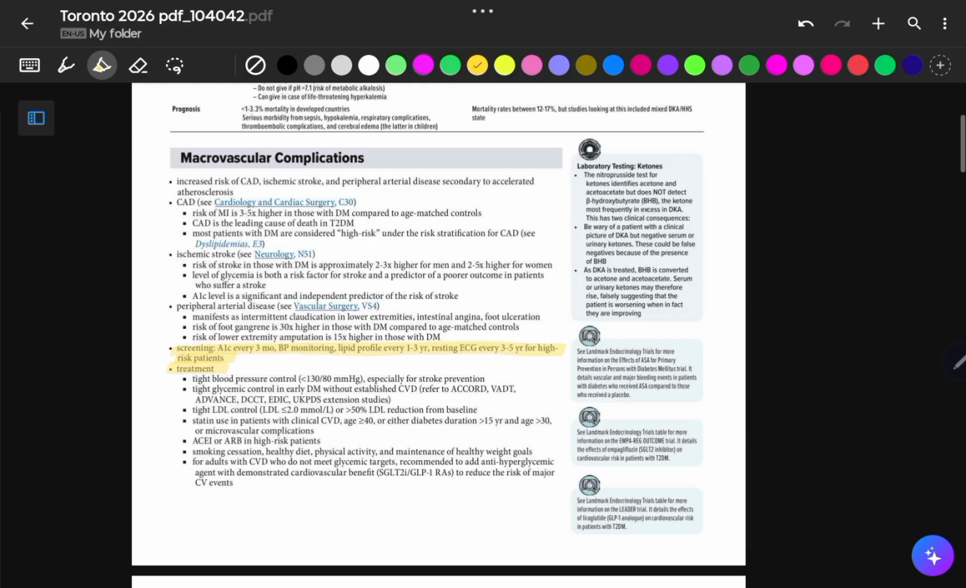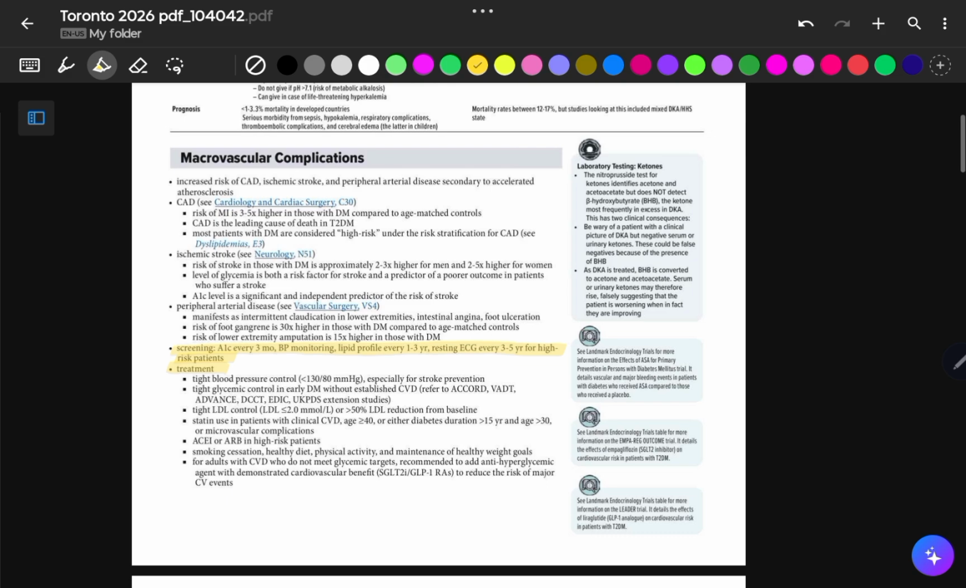Looking at the second bullet there, it says coronary artery disease. The risk of having a myocardial infarction is 3 to 5 times higher in those with diabetes compared to age-matched controls. Coronary artery disease is the leading cause of death in type 2 diabetes. Most patients with diabetes are considered high risk under the risk stratification of coronary artery disease. So basically, that's one of the macrovascular complications.